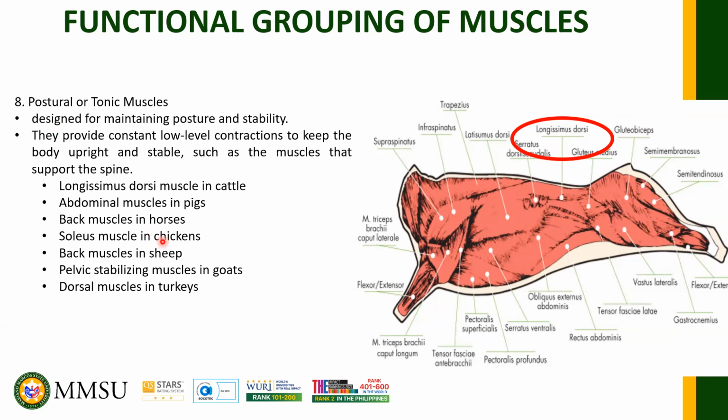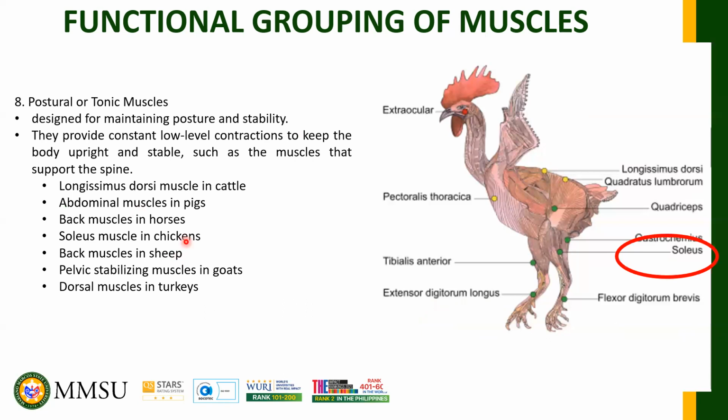And then we have another one, the soleus muscles in chicken. This is responsible for supporting the body weight of our animals. Our chickens usually rely on their leg muscles, including the soleus, to maintain their posture and balance while standing and moving around. And then we have here another one, the back muscles in sheep. The paravertebral muscles in the back of the sheep, like for example, the longissimus dorsi, help in maintaining the animal's body posture and stability.